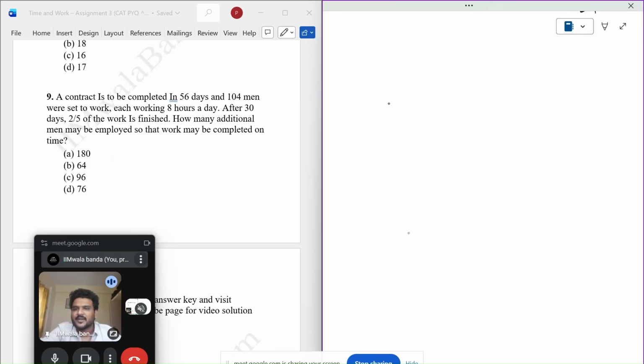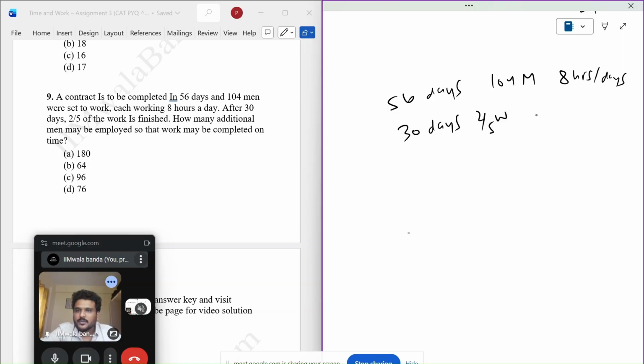A contract is to be completed in 56 days. 104 men were set to work, each working 8 hours a day. This is what they wanted. After 30 days, 2/5 of the work is done. How many additional men to be employed to complete the work? Again, so 104 men in 30 days after working 8 hours a day did 2/5 of the work. 3/5 of the work has to be done in remaining 26 days.